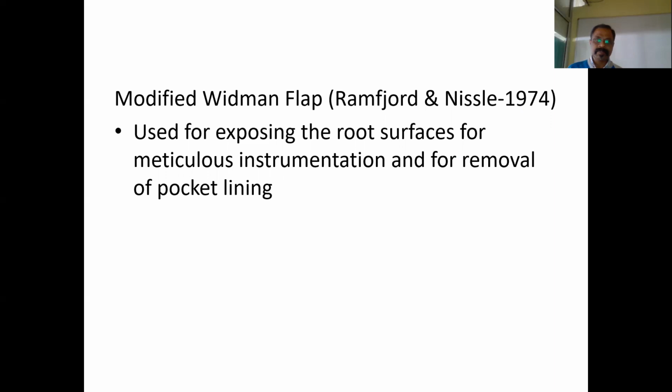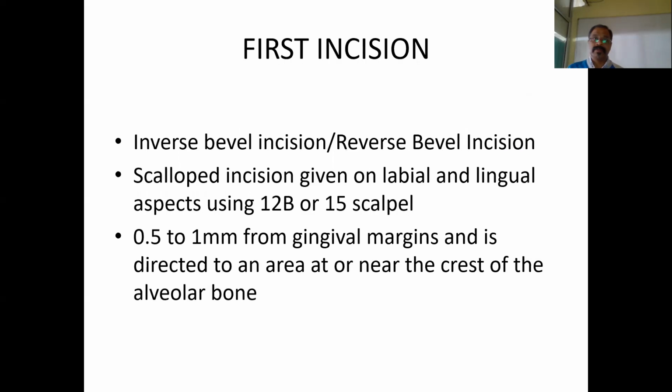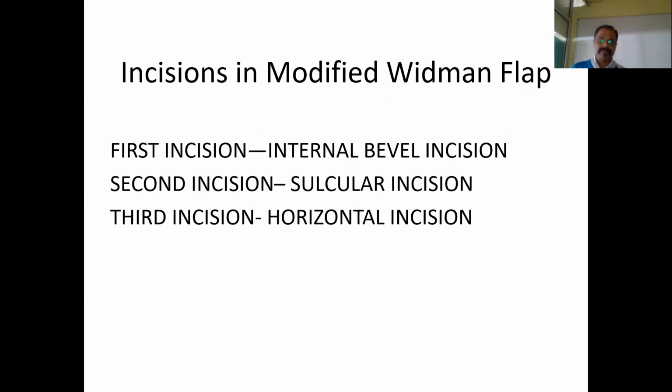Okay, so let us see what the steps are. The incisions used in the modified Whitman are just like the incisions used in the original Whitman, right? So there are three incisions. The first incision is called the internal bevel incision. The second incision is called the sulcular incision. The third one is called the horizontal incision. Okay, right? The difference between the original Whitman flap and the modified Whitman flap, I'll be showing a little bit later once I conclude this surgical procedure.